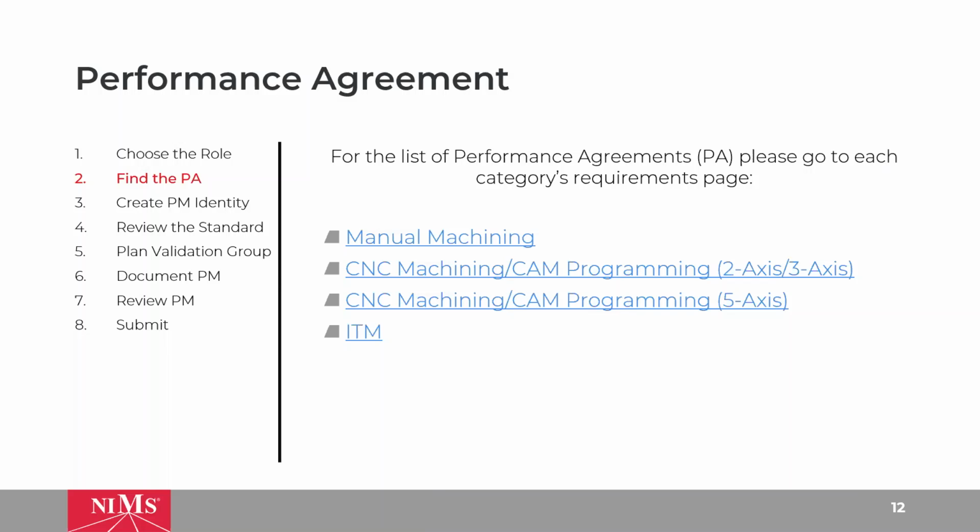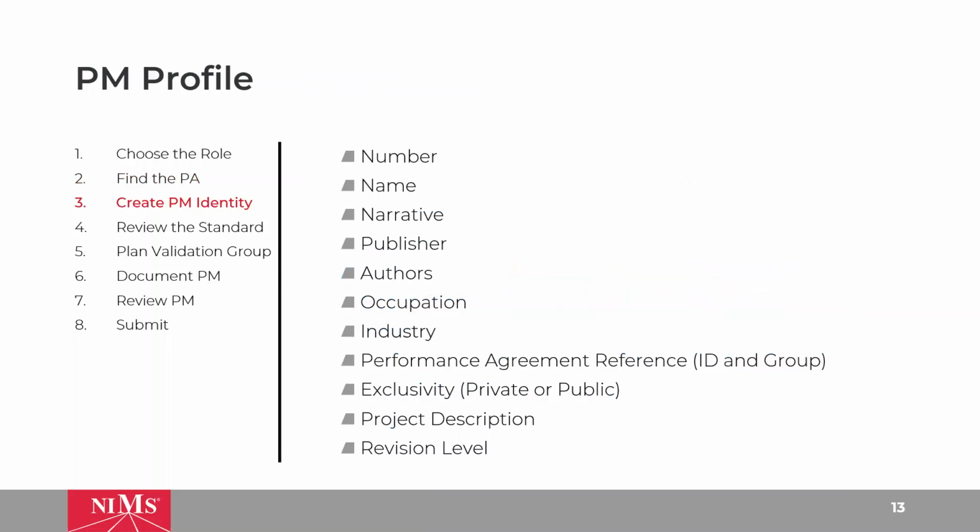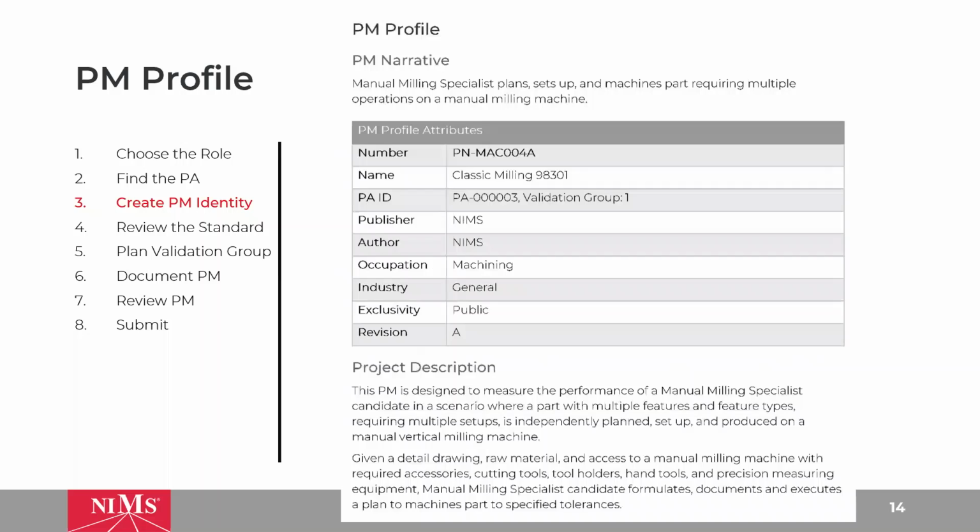After you've looked up your performance agreement, now you're going to create a profile for your PM. Your profile is your PM's identity, so people can actually look it up and see which PM they can use to validate a performance. Here is an example of a profile for manual milling specialist.